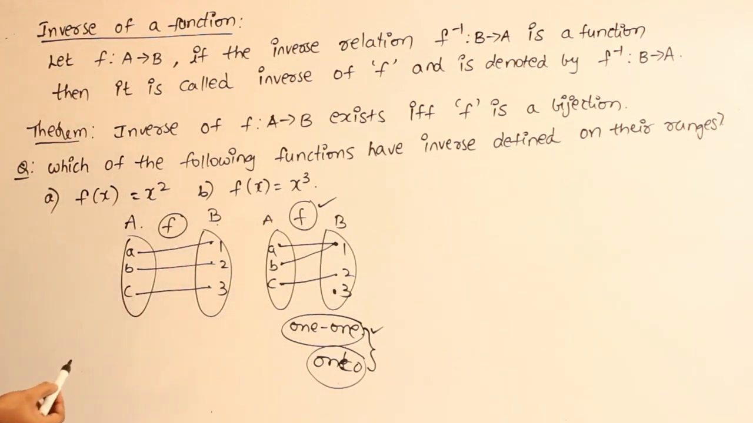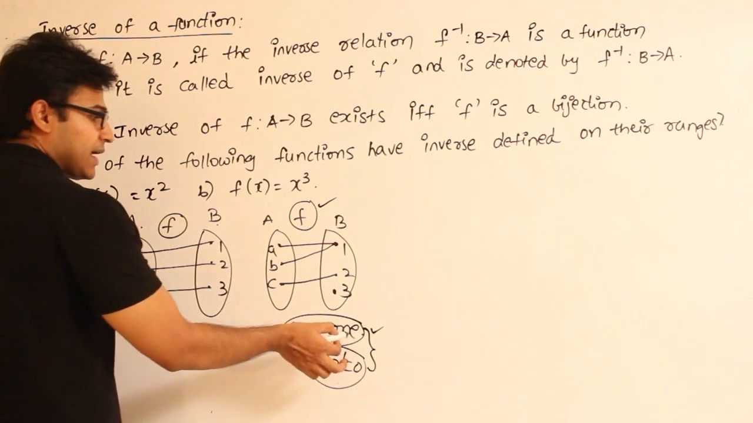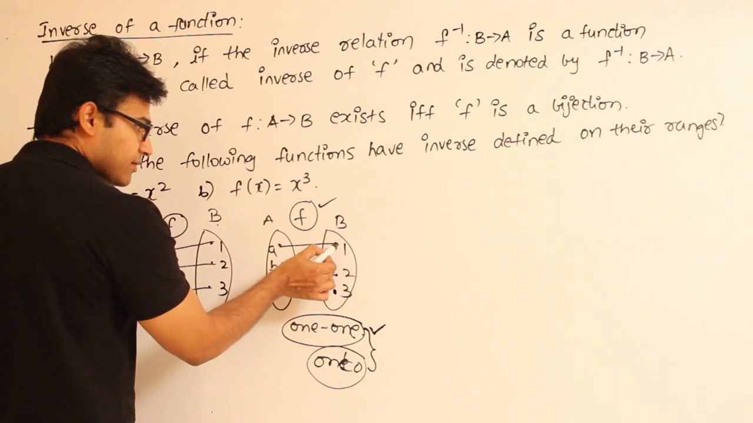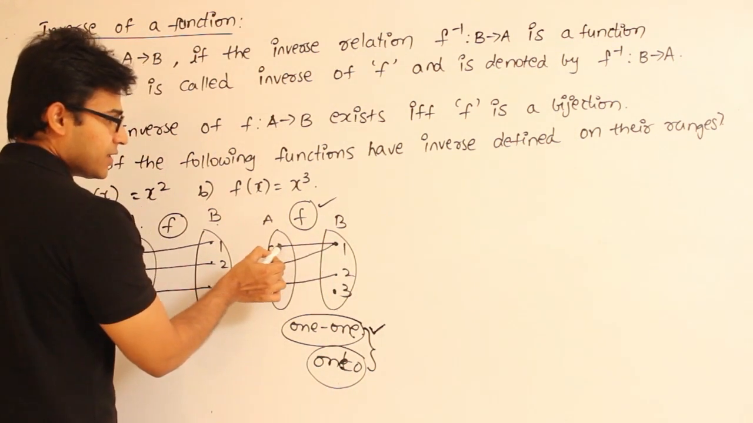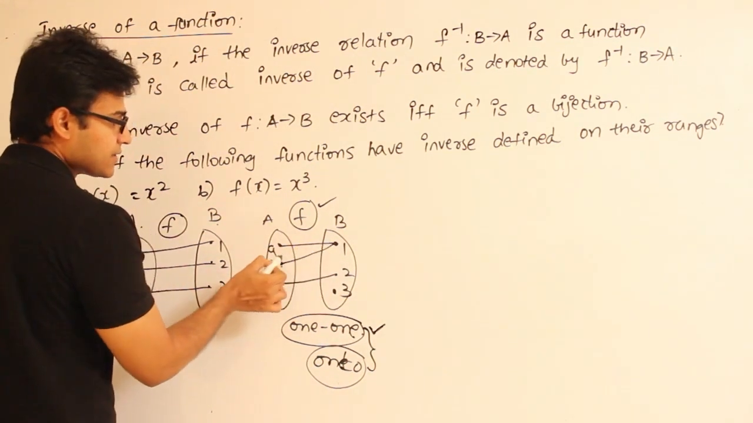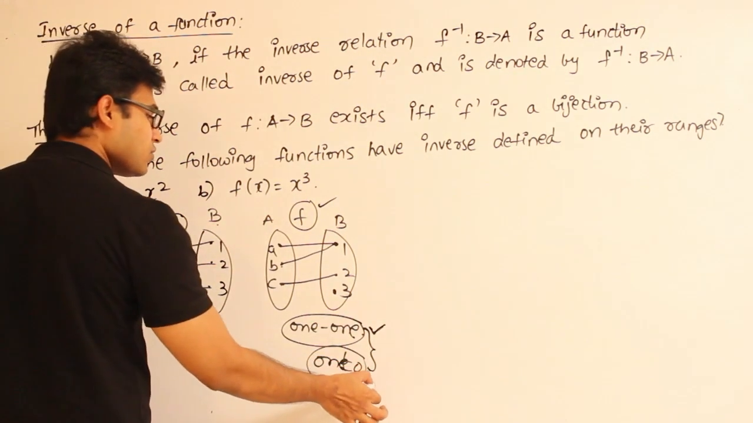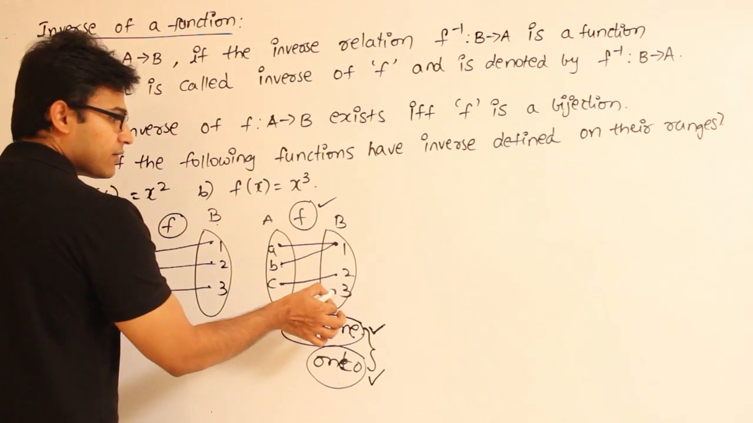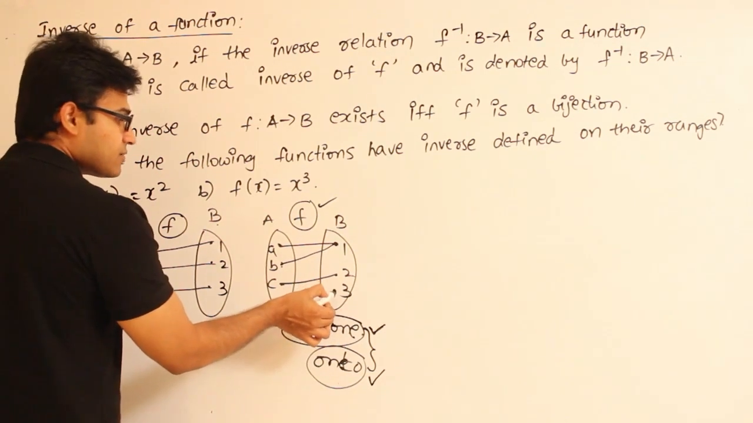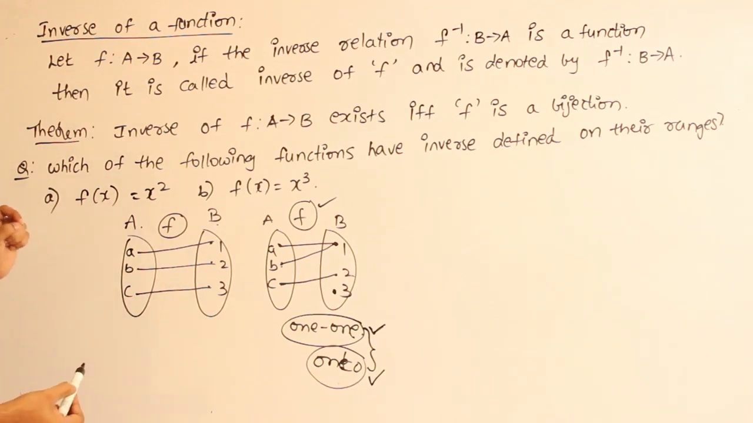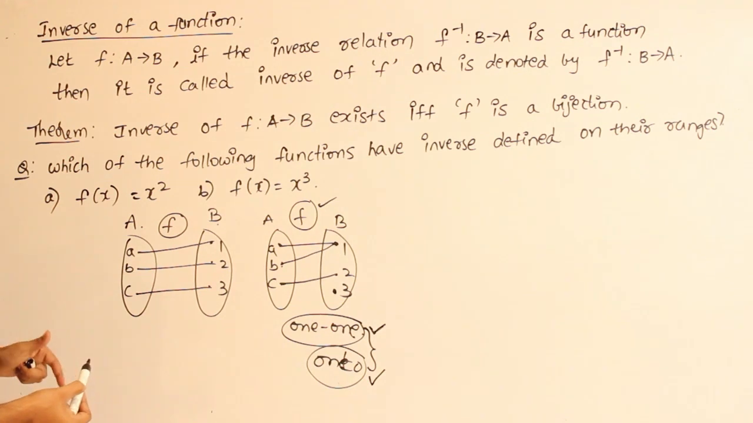So why are these two conditions required? One is, if it is 1-1, then every element here will have only one element here, instead of one element having two elements as images here. That is the reason it should be 1-1. And why should it be onto? Because every element here will have at least one image here, otherwise it will not have, right? So a function will have an inverse only when it is 1-1 and onto.